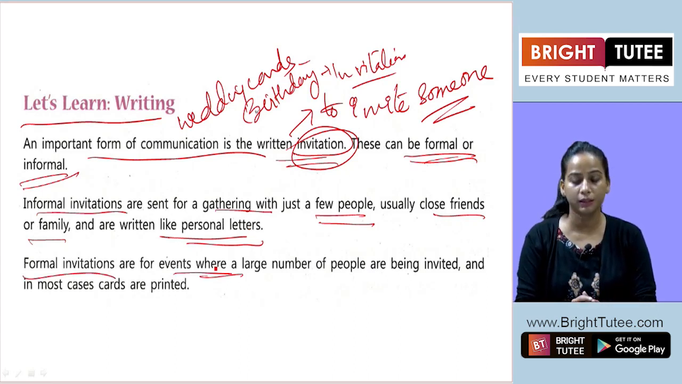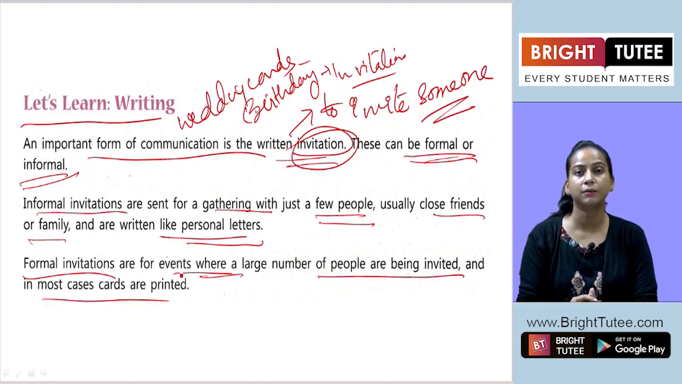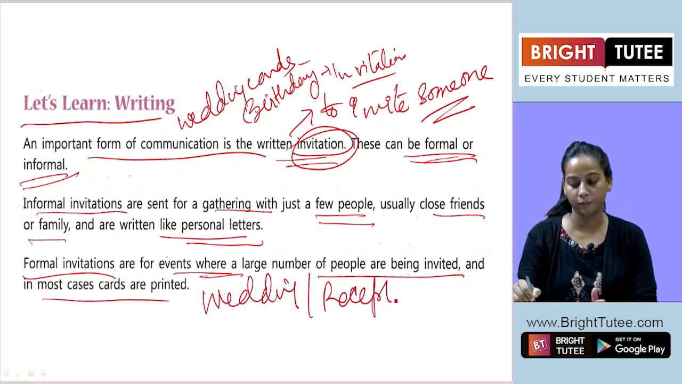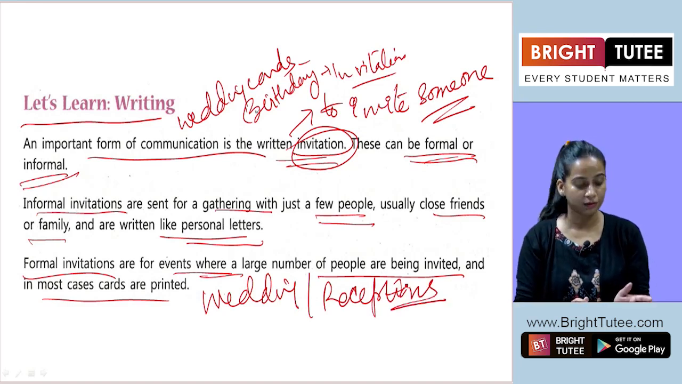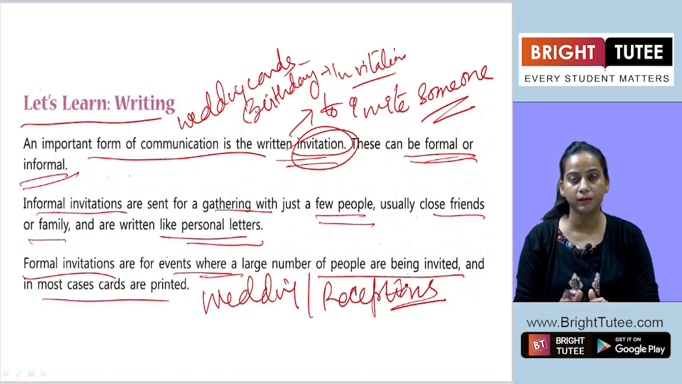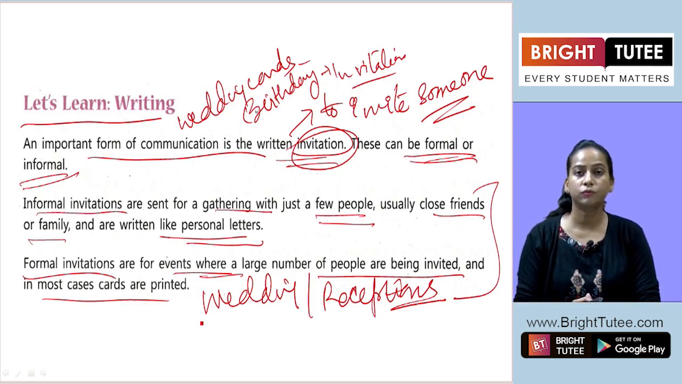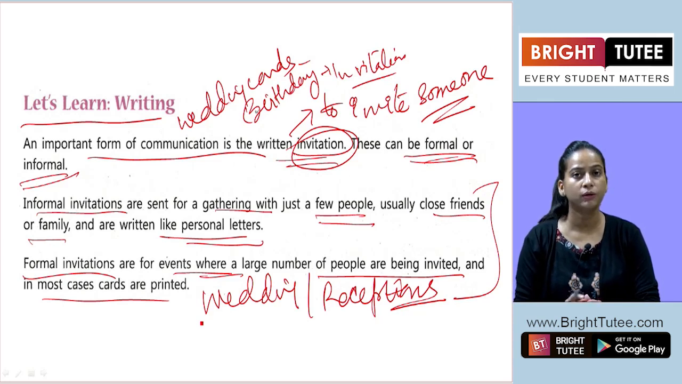Formal invitations are for events where a large number of people are being invited, and in most cases cards are printed, for example a wedding or reception. These are a few occasions where you use these invitations. When you have to invite a large number of people, accordingly you print a large number of cards. So we saw the difference between formal and informal. Informal is for your relatives, close friends, known people, those who are very close to you. Formal invitations can be for a large number of people if you would like to invite them.